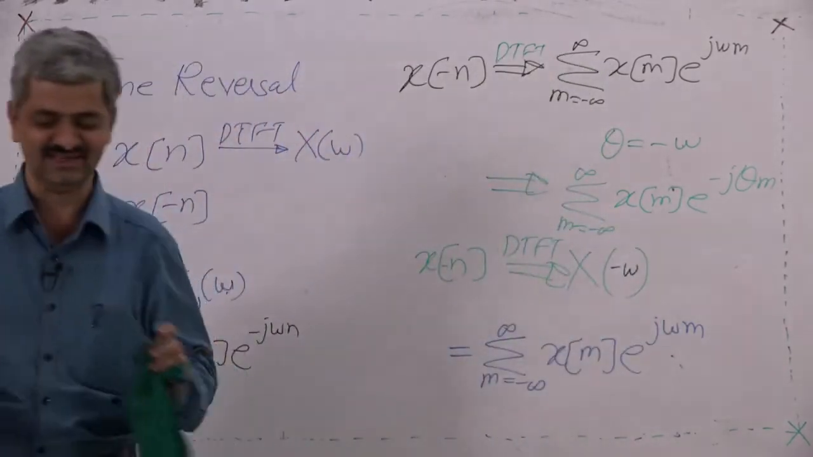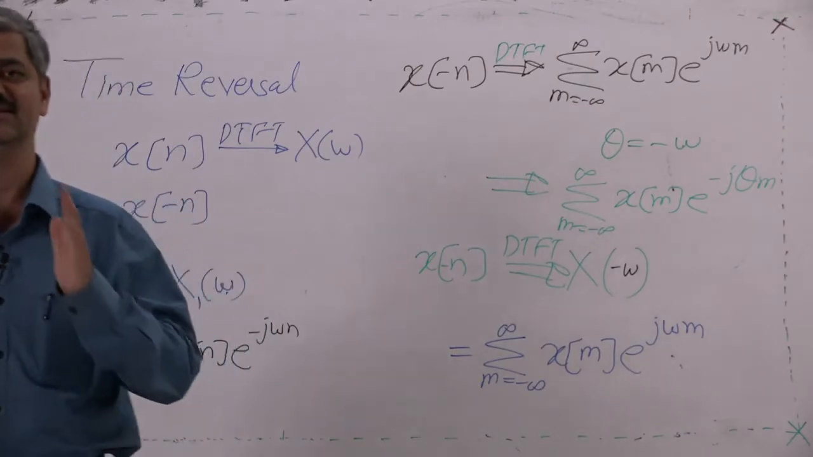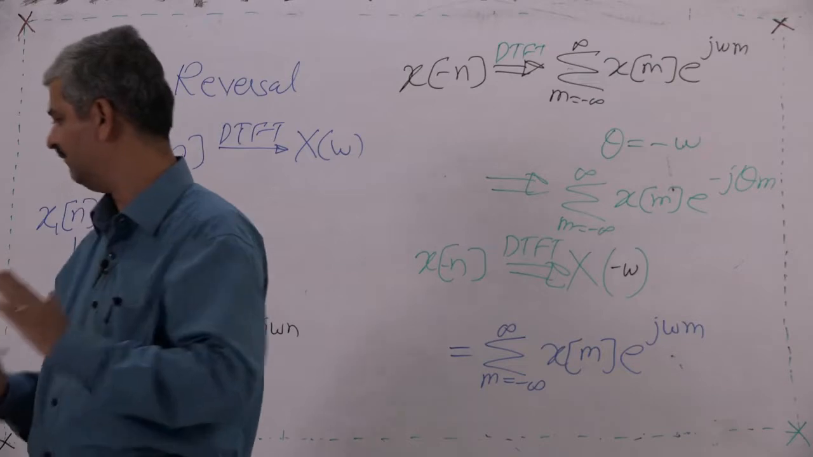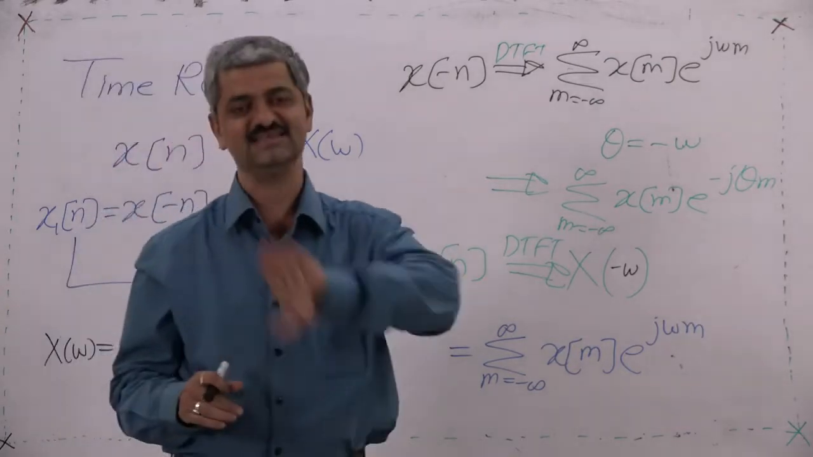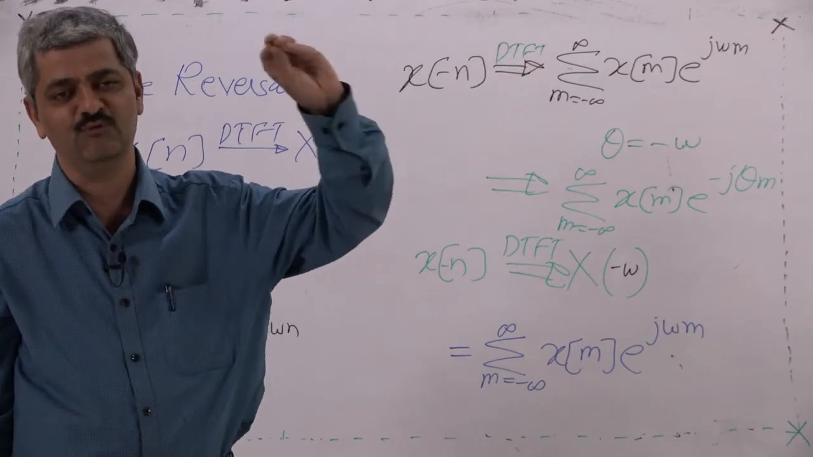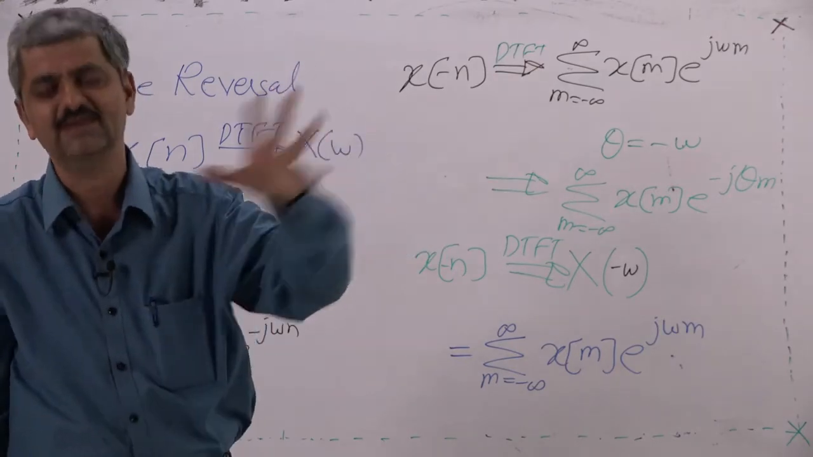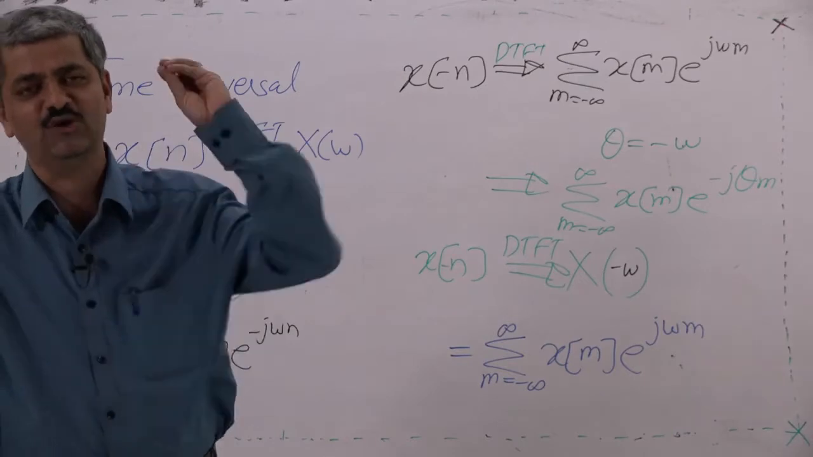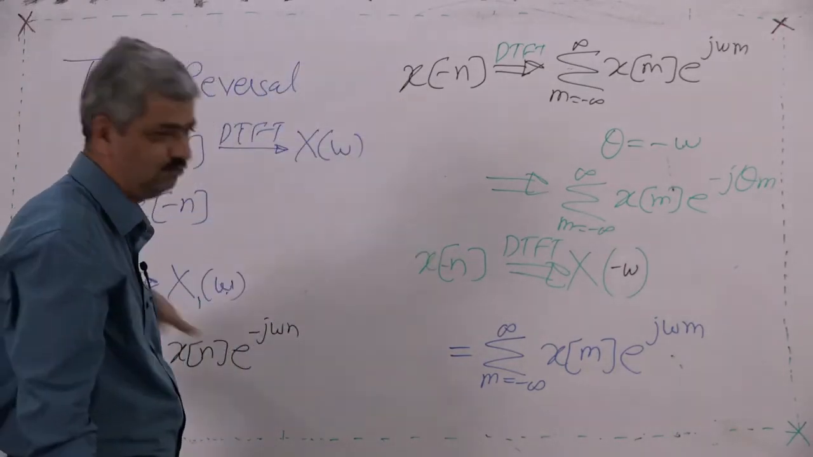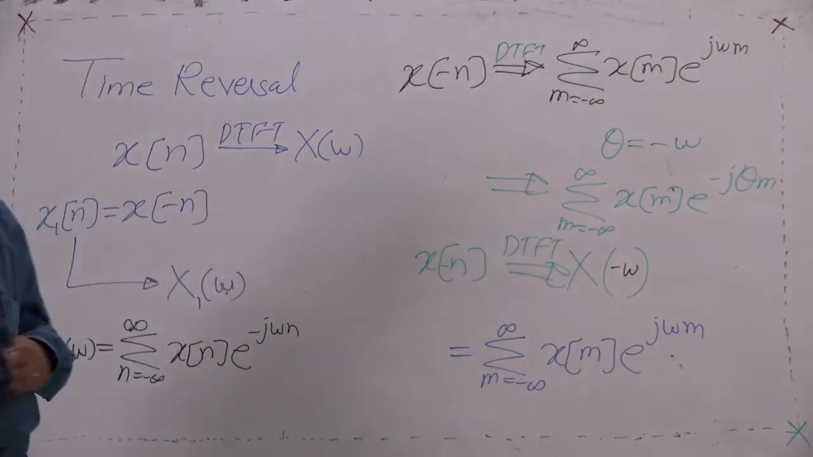So the simple thing is that if you time reverse, the discrete time Fourier transform of x of minus n is simply the DTFT: you take x of omega and wherever omega is there put minus omega. So for n you put minus n, for omega you put minus omega. It is so simple, but to prove it in the standard manner we have to go through all these things. It is a classical derivation.